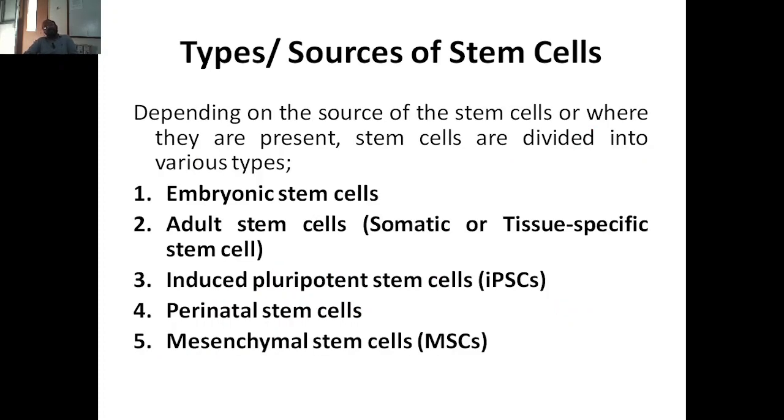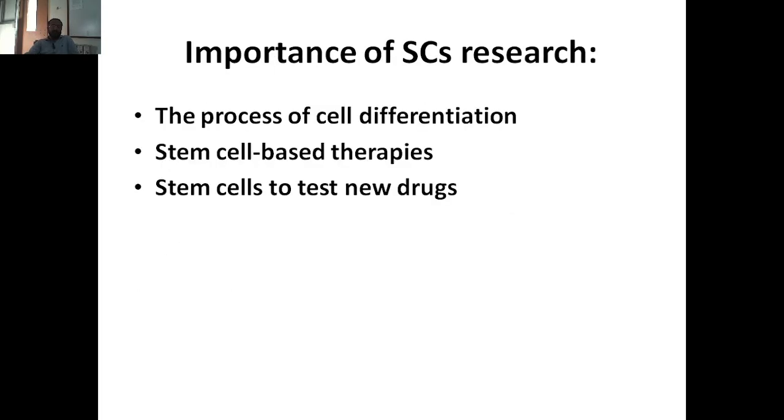Next the subtopic is types or sources of stem cells. We are having n number of stem cells. Majorly we have embryonic stem cells, adult stem cells, which we just discussed and which can be categorized into somatic or tissue-specific stem cells. Third one is induced pluripotent stem cells. Fourth one is perinatal stem cells, and fifth one is mesenchymal stem cells.